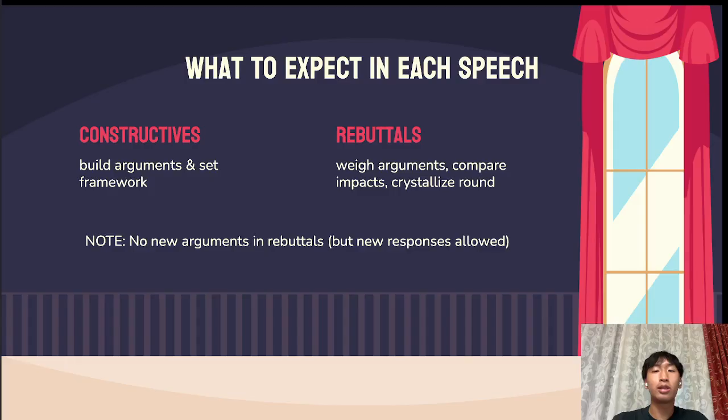Let's dive a little deeper into what to expect in each speech, although I've covered it briefly already. Constructives, which are the first and second speeches from each side, are meant to build arguments, set the framework, and also reply to the opponent's case. Meanwhile, rebuttals, which are the last speeches from each side, are meant to weigh arguments, compare impacts, and crystallize the round for the judge. They tell you why you should vote for their side and why you shouldn't vote for the other side.